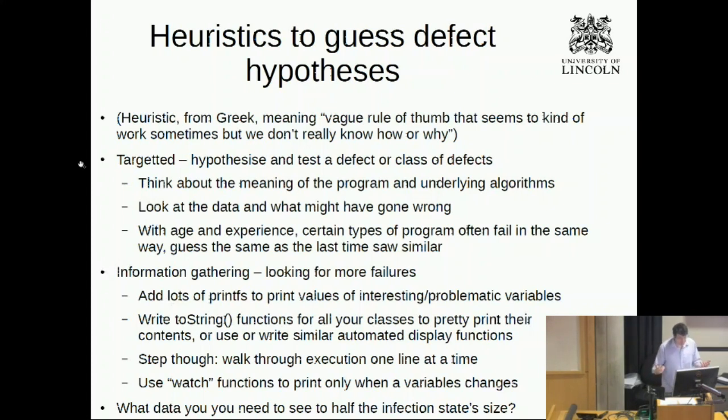So, how do we come up with these then? To come up with a targeted hypothesis, this is going to come really from your high-level understanding. If it's a program you've written yourself, you know what the program's supposed to do, you know the underlying computer science algorithms of it. You can look at the data.